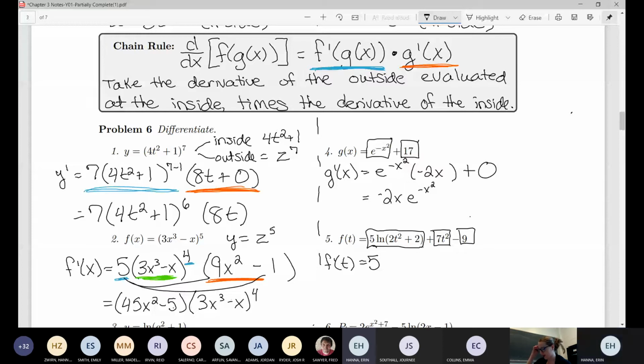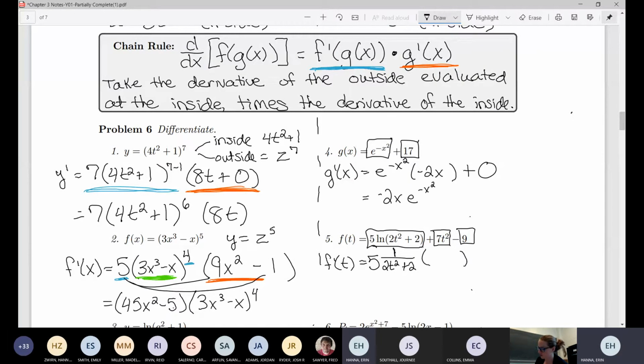So that 5 comes along for the ride, and then we need to take the derivative of the natural log of that 2t squared plus 2. So that's a chain rule. Since we have an outside function of the natural log, we have to take care of that first. So the derivative of the natural log of essentially anything is 1 over that thing. So we have 1 over 2t squared plus 2. But then we have to take the derivative of that inside function of the 2t squared plus 2.